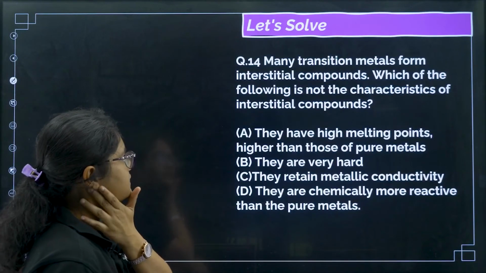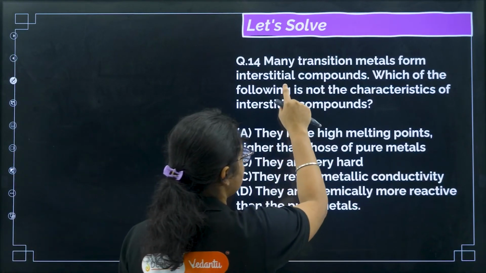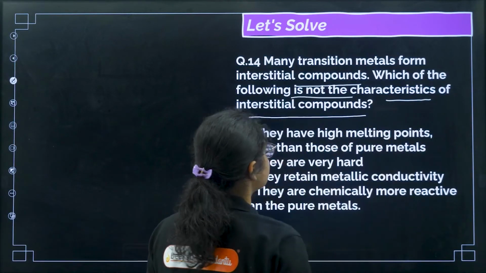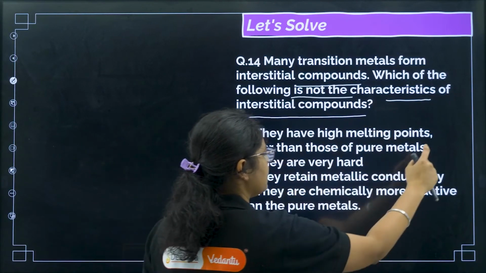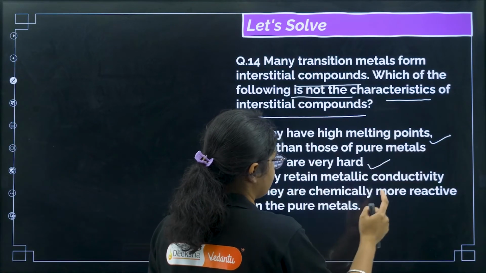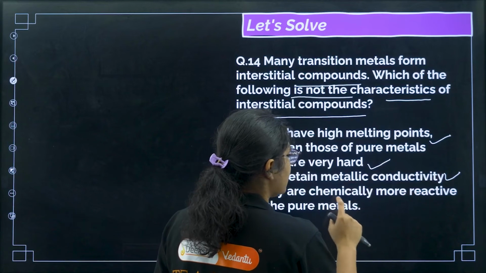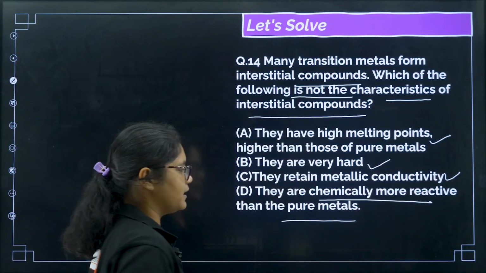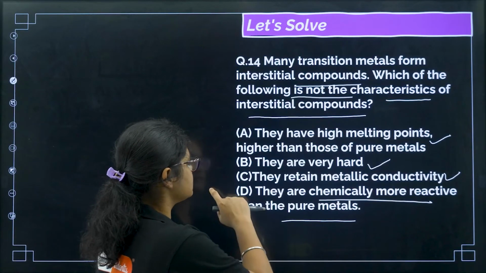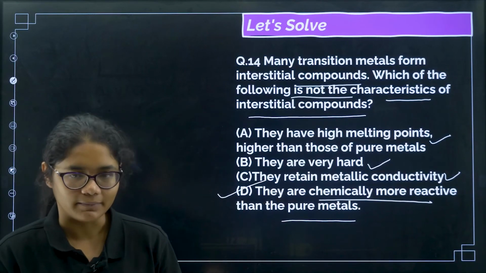Now coming to a question here, many transition metals form interstitial compounds. Which of the following is not the characteristic of interstitial compounds? They have high melting point, yes, this is a characteristic. They are very hard, we have discussed, yes. They retain the metallic conductivity, yes. They are chemically more reactive than pure metals. No, just now we discussed that chemically they are inert. The correct answer for this question will be option number D.